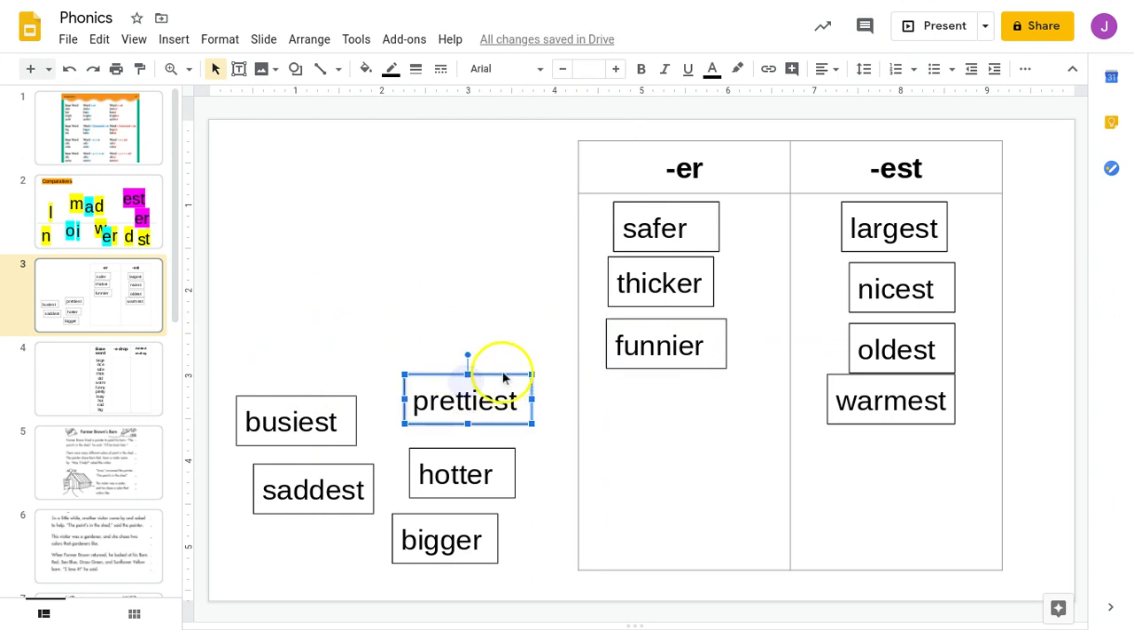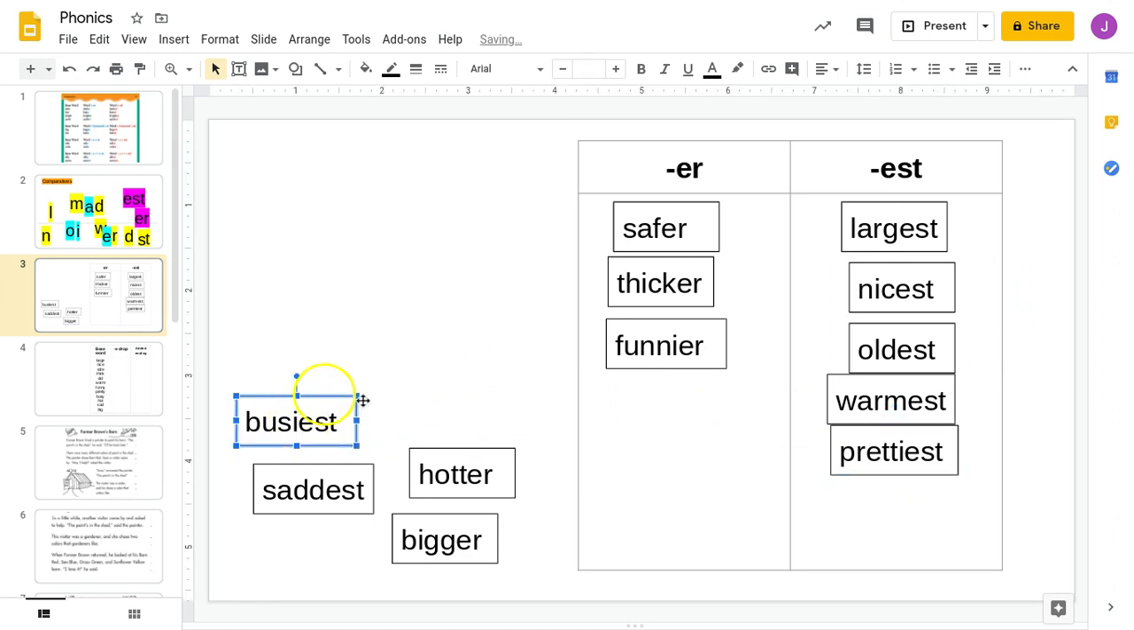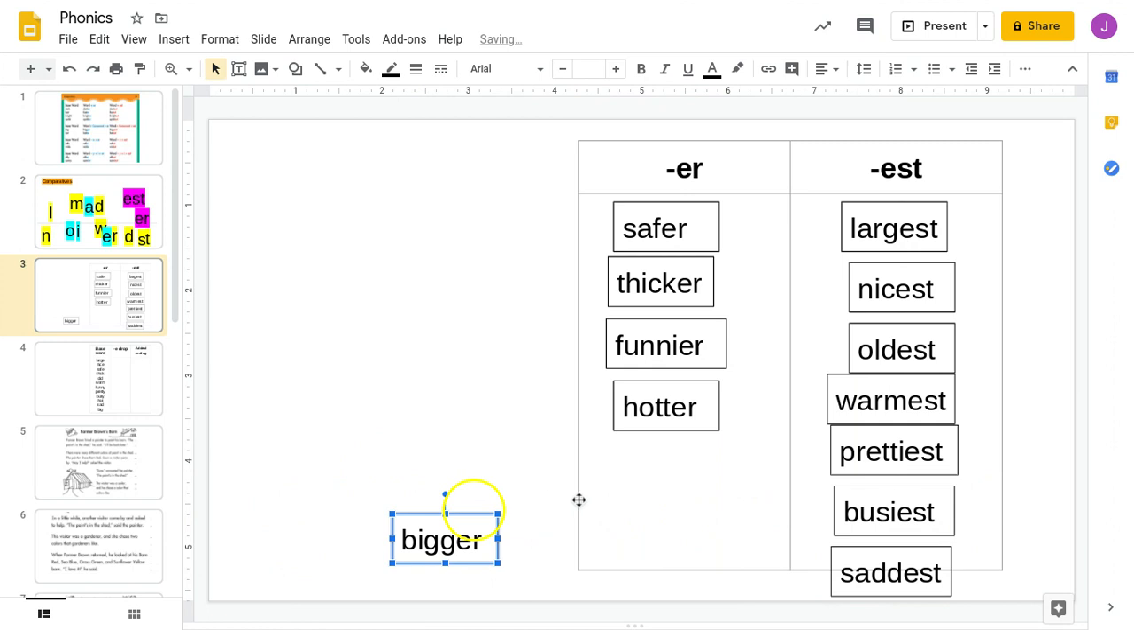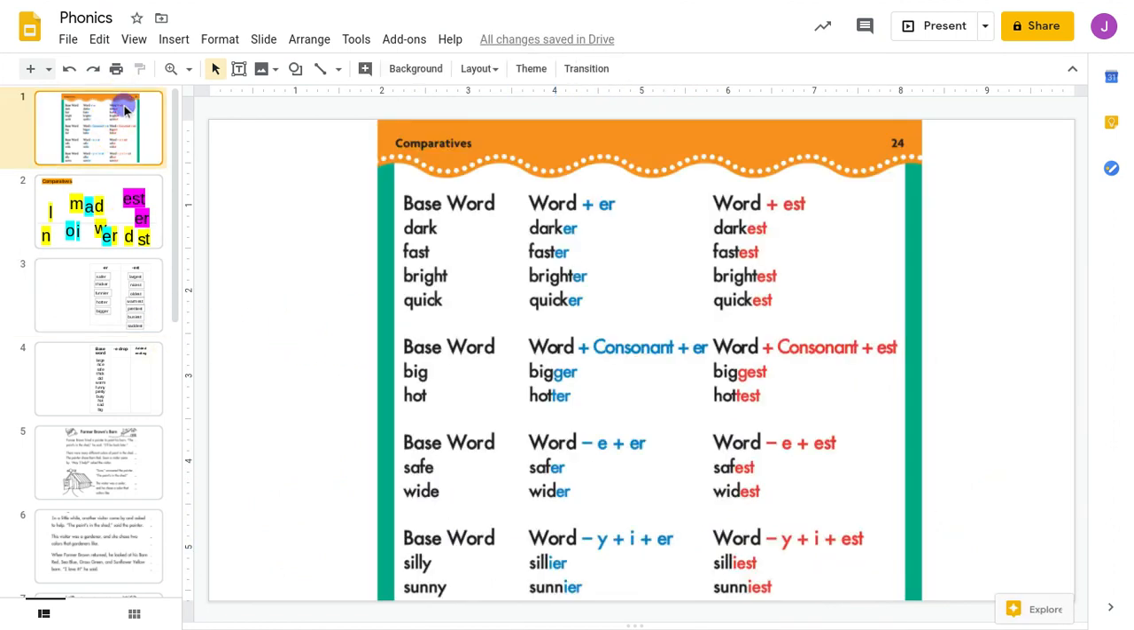Funnier. Prettiest, EST. Busiest, EST. Hotter, ER ending. Saddest, EST. And bigger. Now, I'm going to go back up here. Remember, all of what we're doing, you have to think about the base word and what the base word looks like.